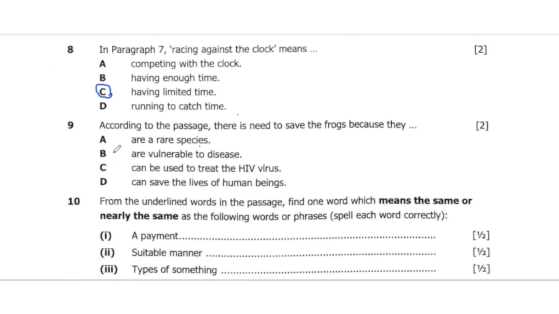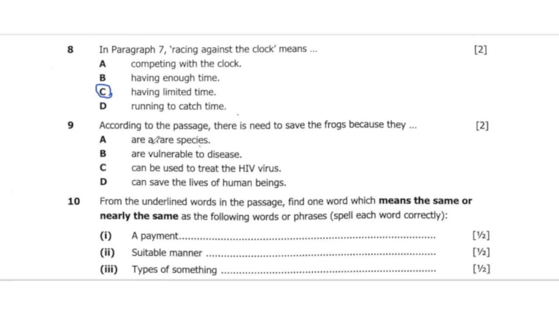Okay, we go to question number 9. According to the passage, there is need to save the frogs because they are layer species. The question is asking us to give a reason why we are trying. Okay, it's asking us what we have read. Why are we supposed to preserve frogs? Why don't we need to finish all kinds of frogs on earth? Why should we care when we see that certain types of frogs are getting finished on earth? Why should we make sure that all the species of frogs are available?